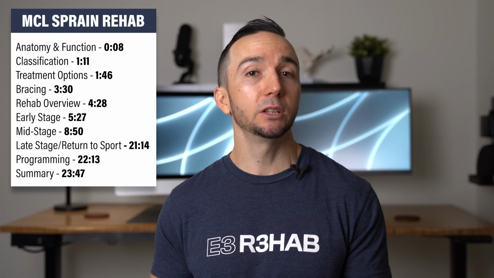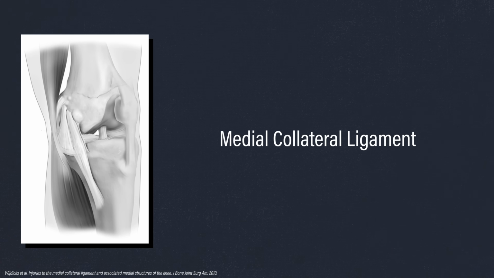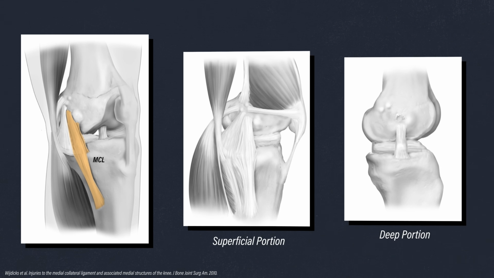In this video, I'm going to walk you through a comprehensive rehab program for the most commonly injured knee ligament, the MCL. Your medial collateral ligament, or MCL, is located on the inner part of your knee and consists of a superficial and deep layer.